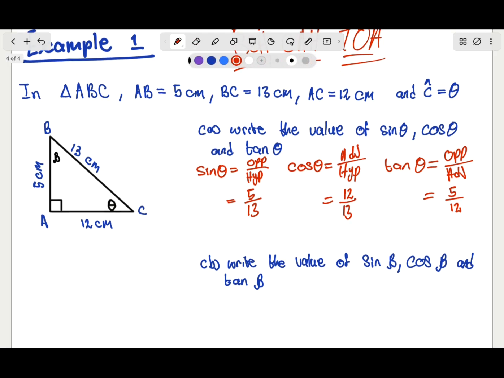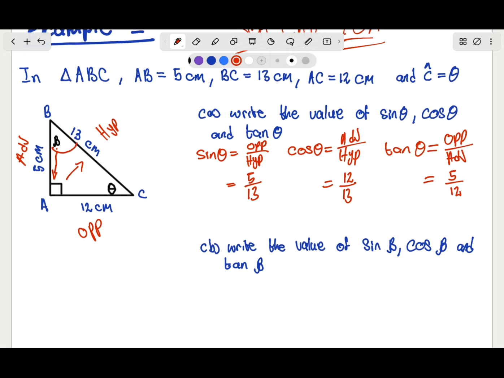Look at question number B. It says write down the value of sine beta, cos beta, and tan beta. Okay, now you must look for your sides in terms of your beta. From your beta to your 90 degrees becomes your adjacent side, the side that is facing your 90 degrees is our hypotenuse, and the remaining side will be your opposite. You'll notice that there will be a change of sides when you're using a different angle.